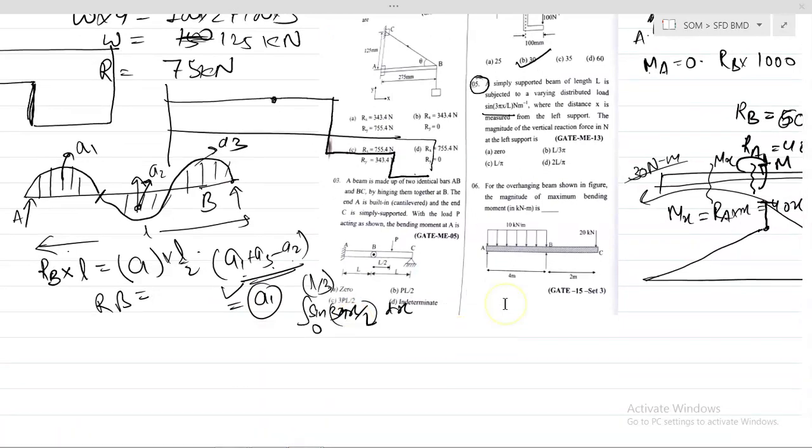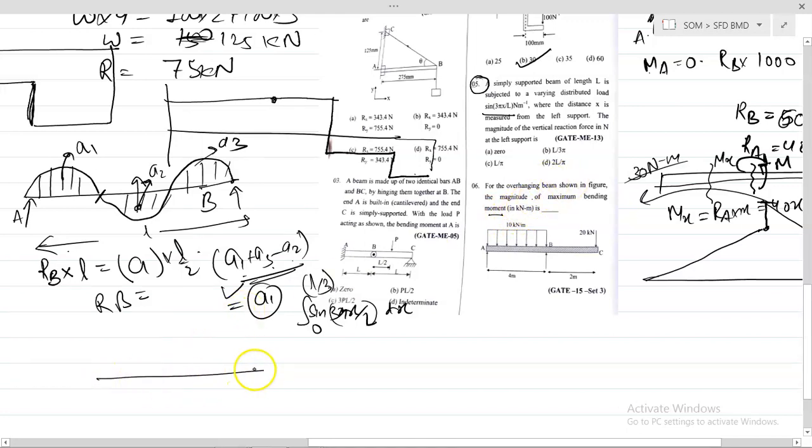Now the next question is, for the overhanging beam, the maximum bending moment is? In an overhanging beam, suppose this is your A reaction and this is your B reaction, and the beam is overhanging at the end support. You are given a uniformly distributed load of 10 kN per meter up to this point, and at the end you have 20 kN. You need to obtain the maximum bending moment.